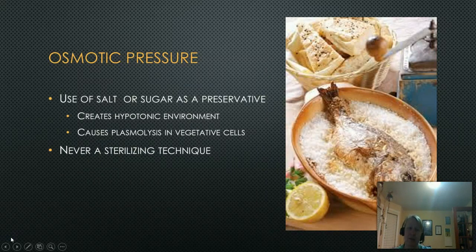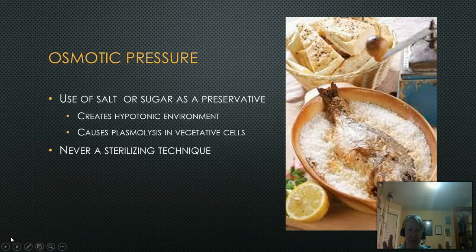Our last physical control is osmotic pressure. And we've talked about this time and time again: even before we knew what microbes were, we were preserving foods with salt and sugar. We didn't know why it was so effective, but it was an easy way to keep things somewhat fresh. And so this creates a hypertonic environment, causing plasmolysis in the vegetative cells. So the water will leave the cell, causing it to shrivel up within the cell wall and die. It's never a sterilizing technique, but is an effective technique to keep the microbial growth at bay.